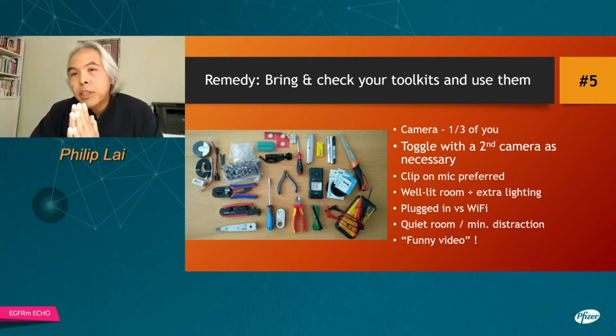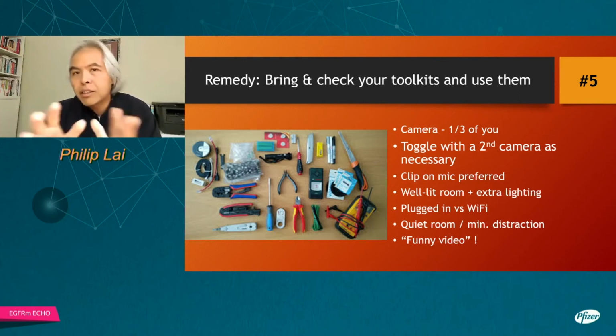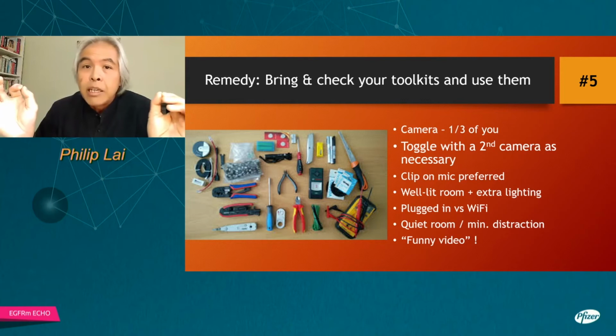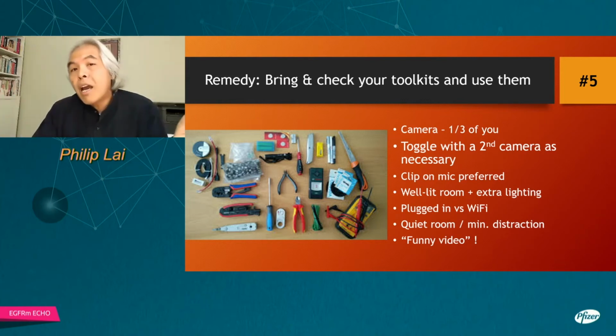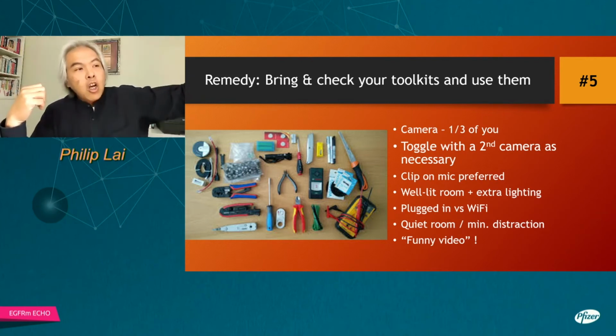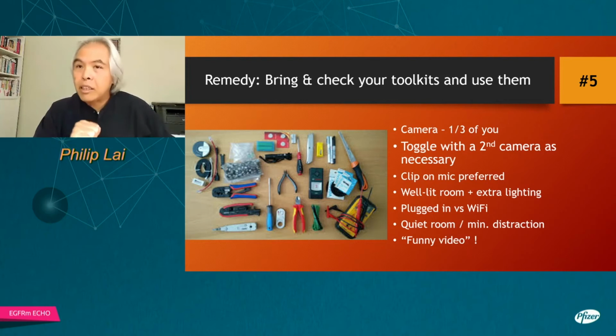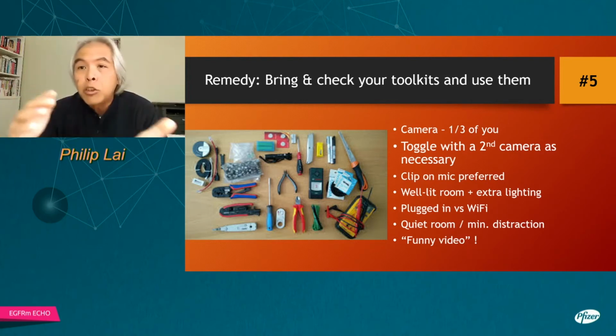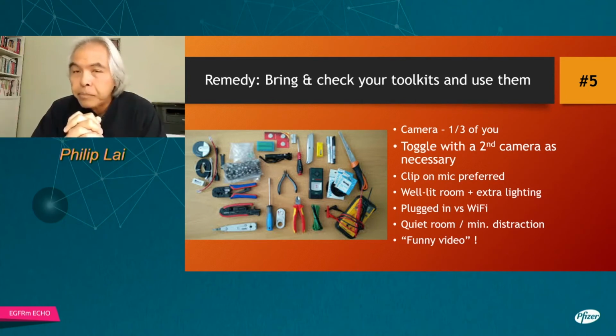In some situations, you may want to use a second camera, which is probably not quite common in your case, but I can think of many examples. For example, the piano teacher. One camera will be facing the teacher, the other camera will be pitched on top of the keyboard so that when she is playing, they can capture that as well. So if you need that, learn how to toggle between the two cameras, which is quite easy in any platform.